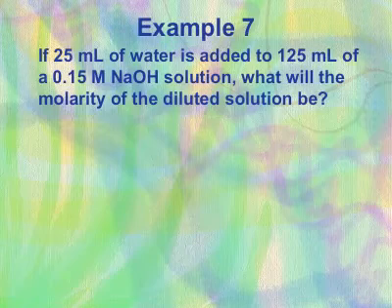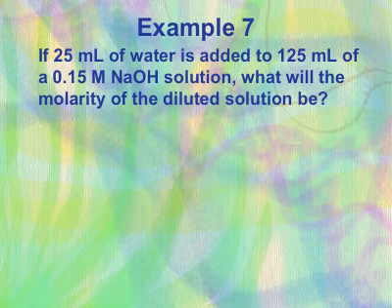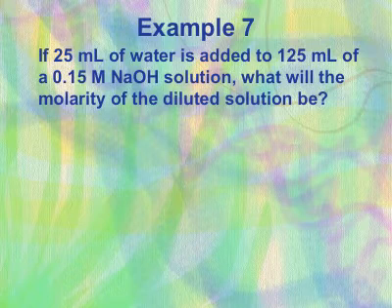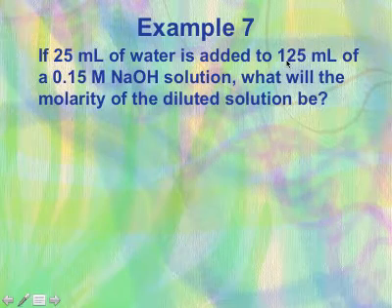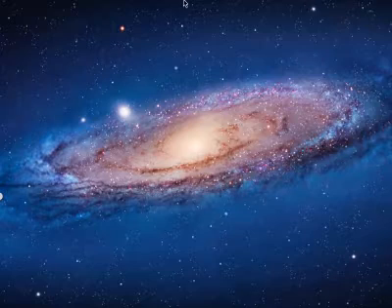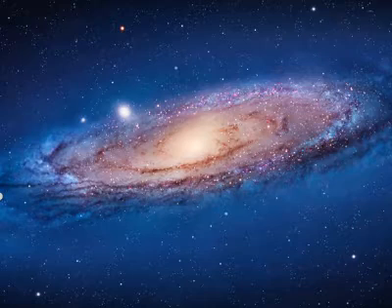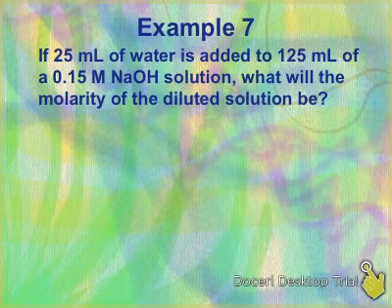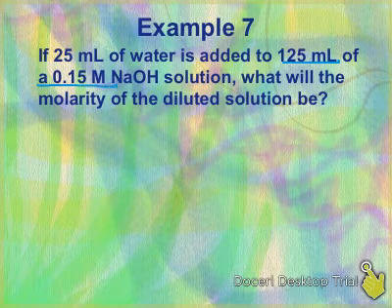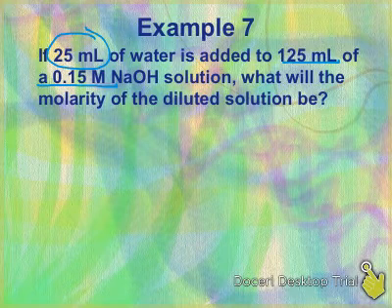Okay, so there is one more example. It says 25 milliliters of water is added to 125 milliliters of a 0.15 molar sodium hydroxide solution. What will the molarity be of the diluted solution? So we have 125 milliliters of our 0.15 molar solution. Now, why did I underline some and circle others? To identify which is going with which.